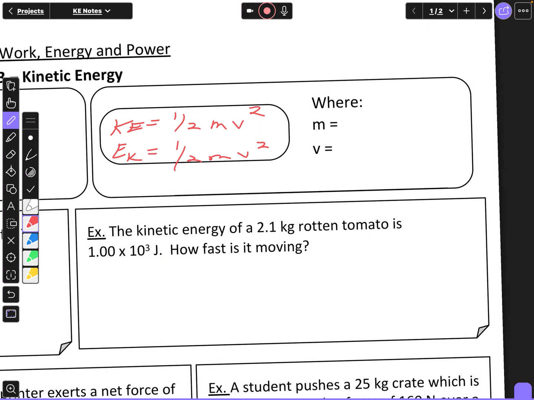Now, m is going to be my mass in kilograms, and v is going to be the velocity, or really just the speed. It's really not the velocity in this case, because kinetic energy is a scalar quantity, so that would be my speed in meters per second.